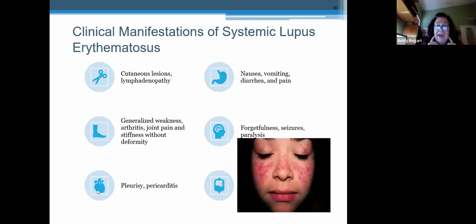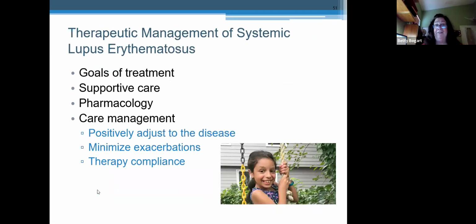Now we can have the butterfly rash. They look different in all different children. One might look just red, one might be darkened, but it's a rash on the face, okay? You're going to see swollen lymph nodes. You're going to see that generalized weakness and joint pain. And the other thing, as we get going, is that forgetfulness. And it can attack the brain, seizures, paralysis, or it could attack the lungs or heart, pleurisy or pericarditis, right? So again, what's our goal?